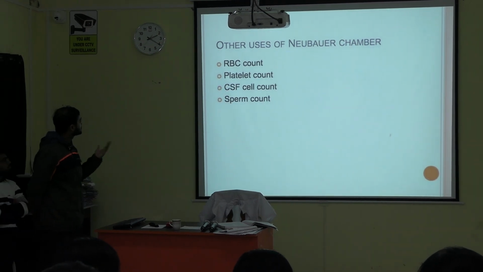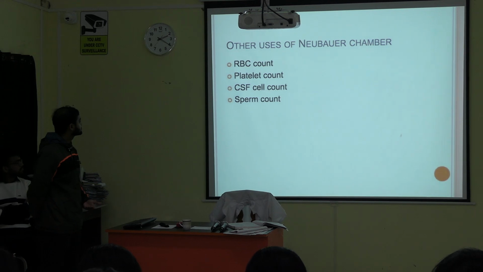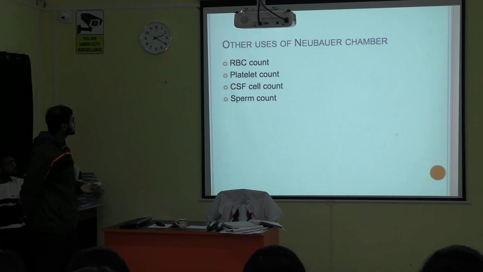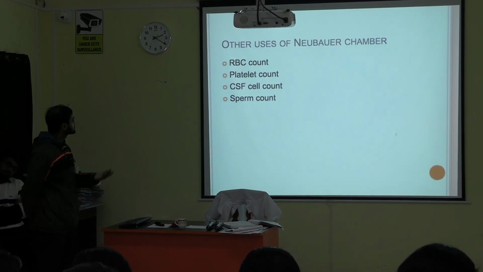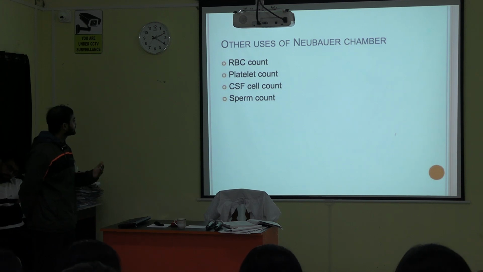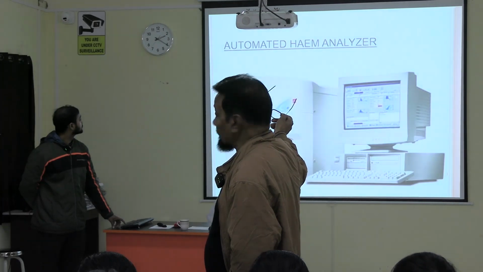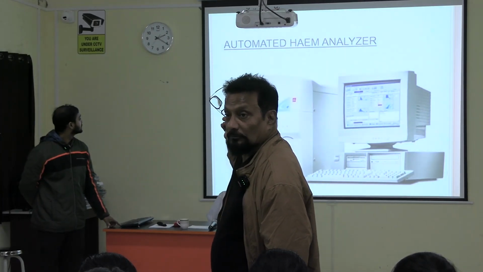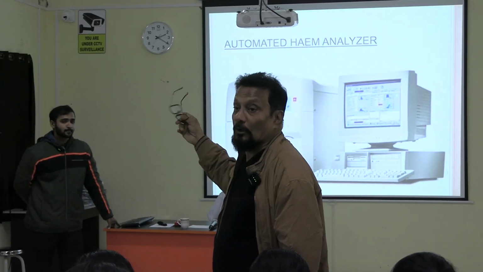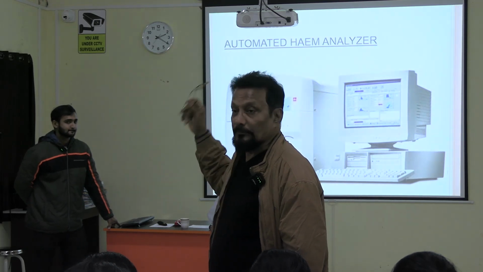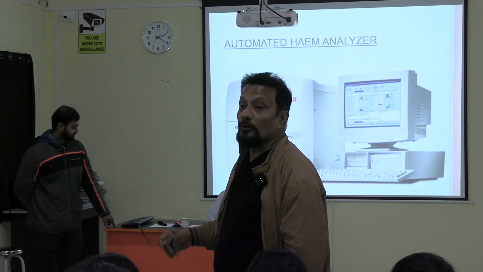We have done the RBC count. Now we are doing the WBC count. Other than that, platelets can also be counted, the cerebrospinal fluid cells can also be counted, and the sperm count. Okay. When we go to the reproductive system, we will discuss the sperm count and normal values, when it decreases and when it increases.